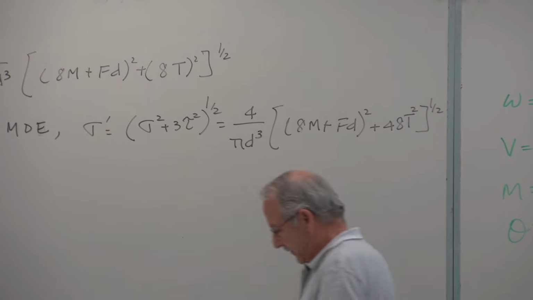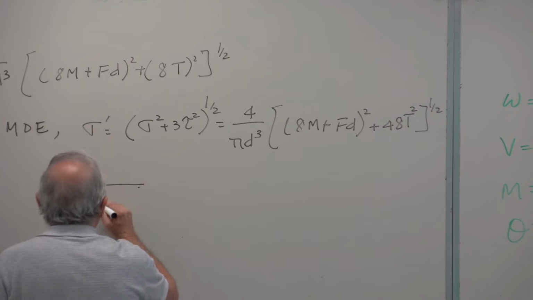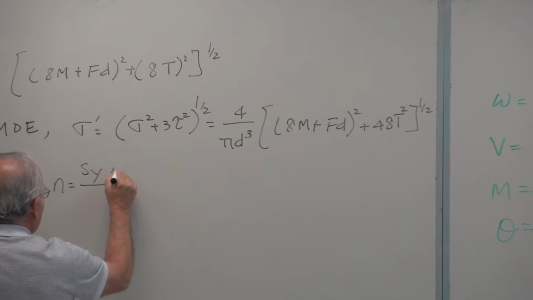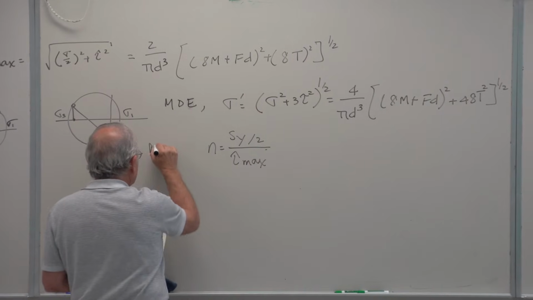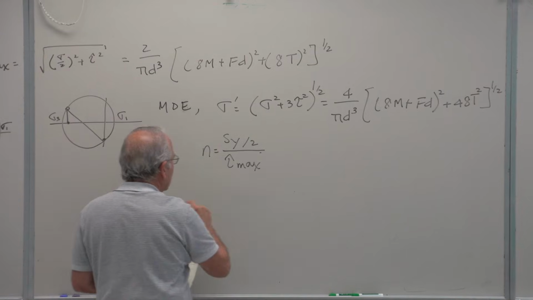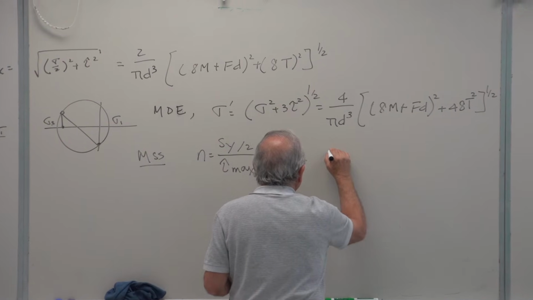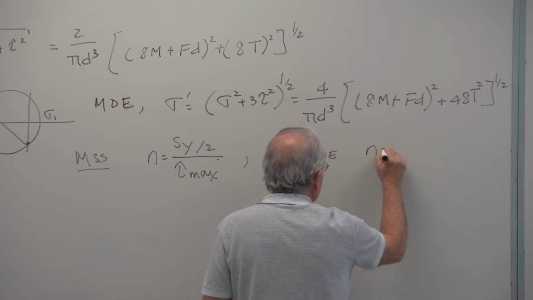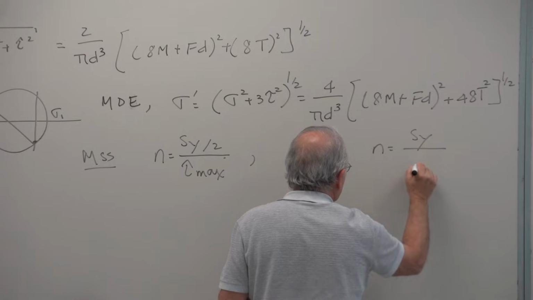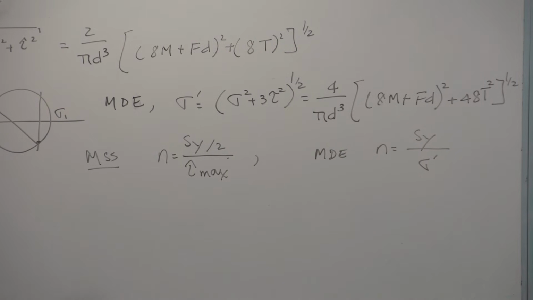And then you say, okay, factor of safety, n, is equal to Sy over 2 divided by tau max for the maximum shear stress theory. There's tau max, Sy for the material. And for the maximum distortion energy, the factor of safety is Sy over sigma prime.